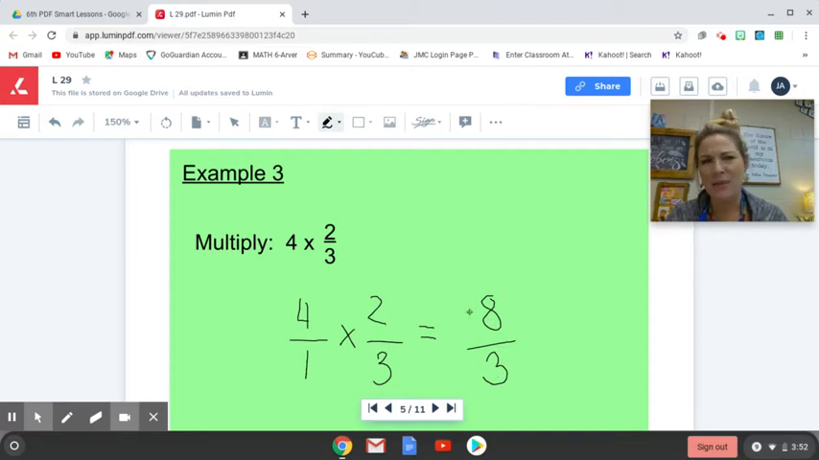or how many 3's fit into 8? Well, 3 times 3 is 9. That's too much. But 3 times 2 is 6. That would work. So my whole number part is going to be 2. I'm at 6 now, but I need to get to 8. 6, 7, 8. I have 2 left over. My denominator stays the same. 2 and 2/3.